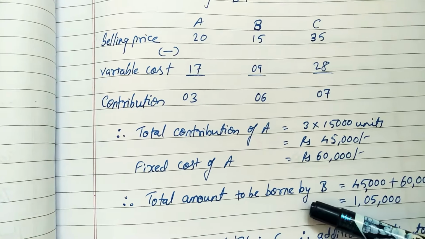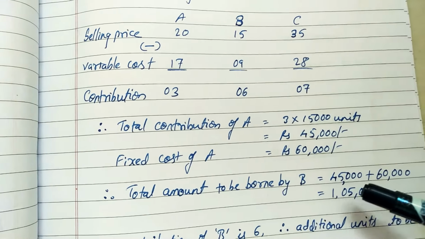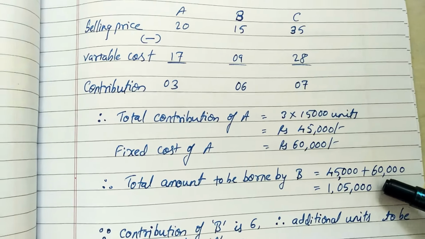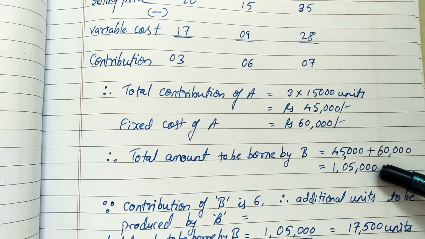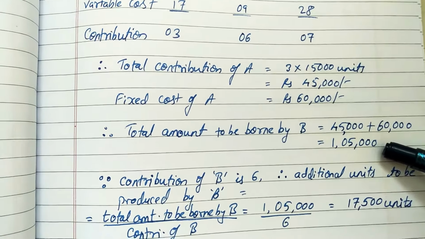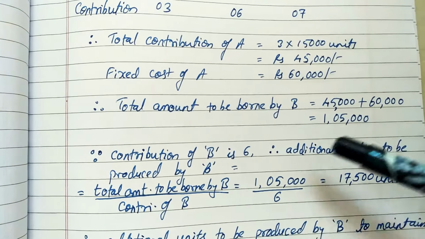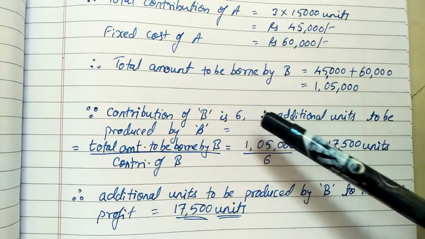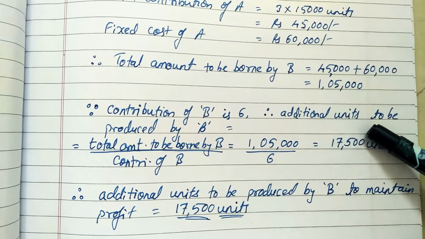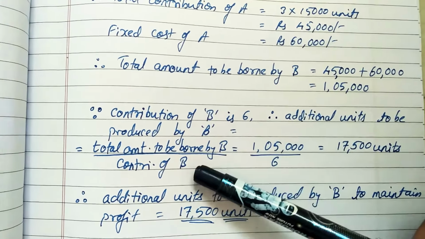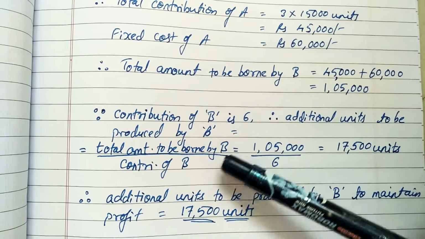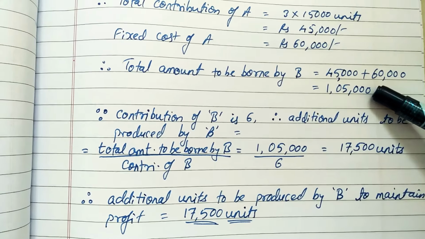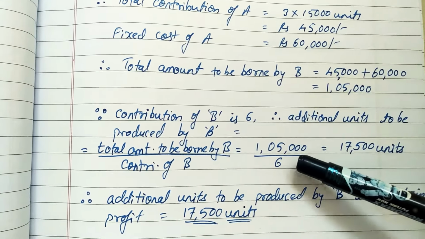So the total amount to be borne by B is 45,000 of contribution plus 60,000 of fixed cost. That is 1,05,000 rupees will have to be borne by division B. We know that the contribution of B is 6 rupees per unit. So the additional units to be produced by B would be the total amount to be borne by B divided by the contribution of B. That is 1,05,000 divided by the contribution of B.